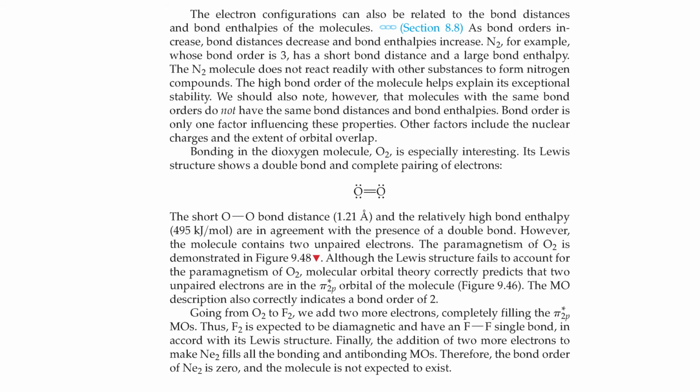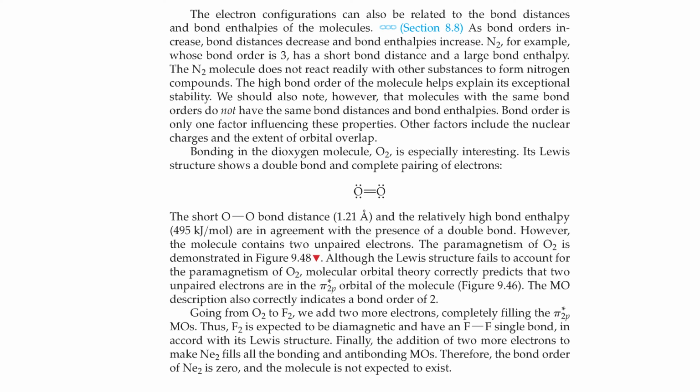The electron configurations can also be related to the bond distances and bond enthalpies of the molecules. As bond orders increase, bond distances decrease and bond enthalpies increase. N2, for example, whose bond order is 3, has a short bond distance and a large bond enthalpy. The nitrogen molecule does not readily react with other substances to form nitrogen compounds. The high bond order of the molecule helps explain its exceptional stability. We should also note, however, that molecules with the same bond orders do not have the same bond distances and bond enthalpies. Bond order is only one factor influencing these properties. Other factors include the nuclear charges and the extent of orbital overlap.